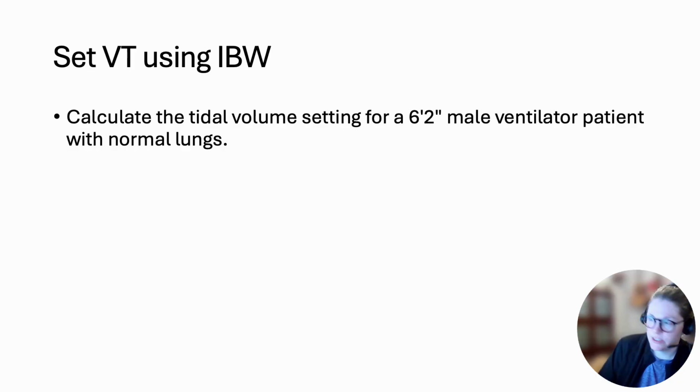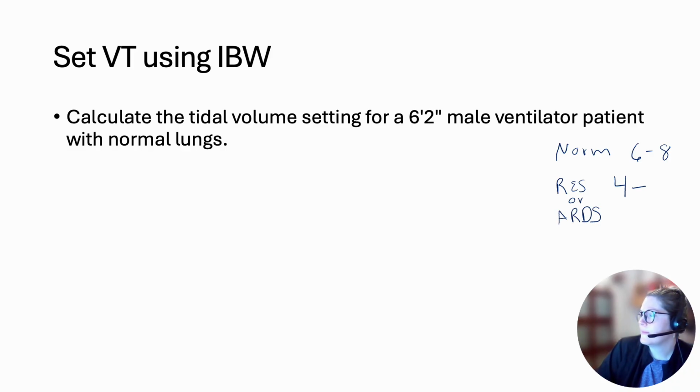We have normal lungs here, so let's remember our ranges. So for normal lungs, our range is 6 to 8, and for, we'll say, restricted lungs or ARDS, 4 to 6. I told you guys to remember the number 7 for normal lungs and the number 5 for restricted or ARDS lungs.